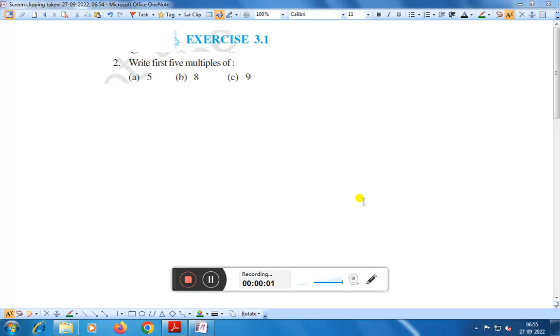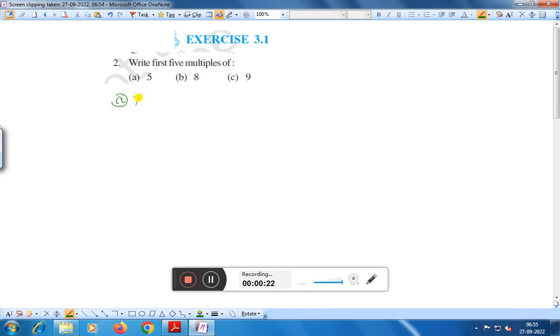Hello friends, today we shall discuss exercise 3.1 question number 2. Write first 5 multiples of 5. Here you see multiples of 5, we are writing first 5 multiples.